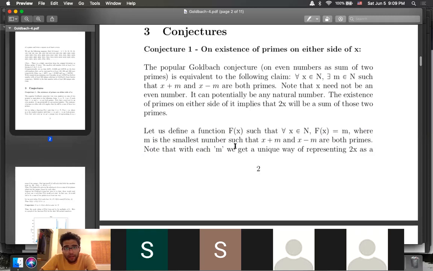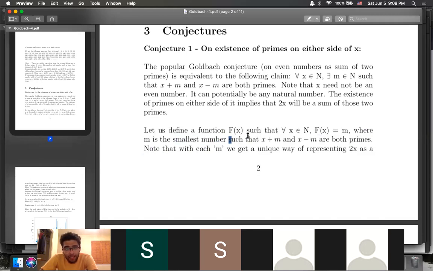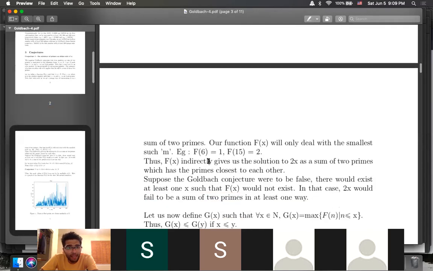It's the smallest number m such that x plus m and x minus m are both primes. Note that with each m, we get a unique way of representing 2x as a sum of two primes. So our function will only pick the smallest m. It doesn't mean that is the only possible solution.